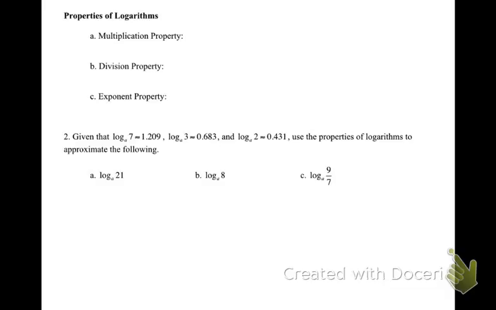Now, some more properties of logarithms are the multiplication property, the division property, and the exponent property. Now this works for natural logs, logs of base 2, log base 10, any kind of log. So if you generally have a log of two things being multiplied together, say log of a times b, what you can do is break that up into a sum of two logs, log a plus log b.